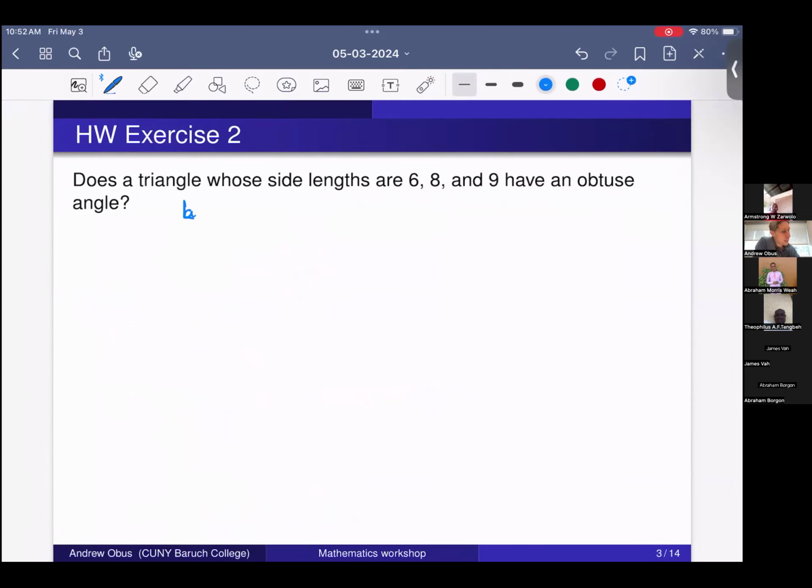So law of cosines here says what? We have: does a triangle whose side lengths are 6, 8, and 9 have an obtuse angle? So I'm going to draw this triangle. The way I draw it, it looks like it probably doesn't have an obtuse angle, but I don't know if I'm really drawing it correctly, right? So what we have to do is, again, we're going to use the law of cosines.